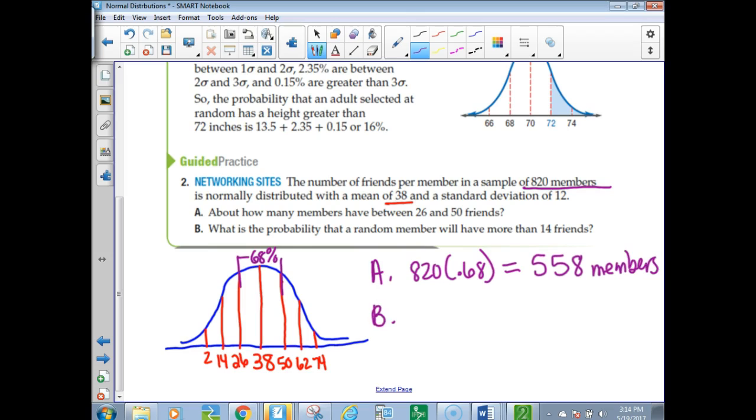Okay, part B. What's the probability that a random member will have more than 14 friends? Okay, more than 14 would be everything to the right of 14. Now, how do we figure that out? Well, you can look at your empirical rule. On this side, that would be 50%, right? I just need to figure out what's in here. So between two standard deviations is 95% of the data. What's half of 95? 47.5.